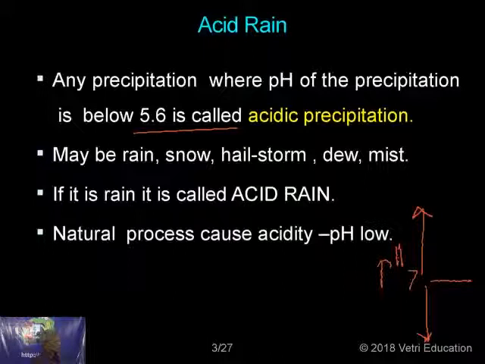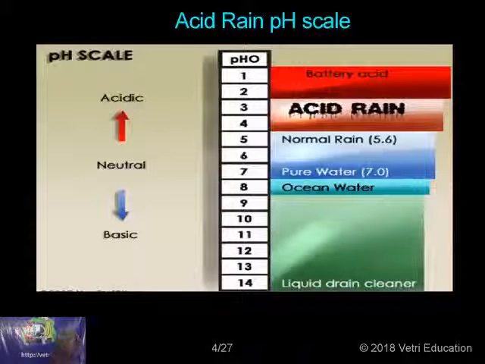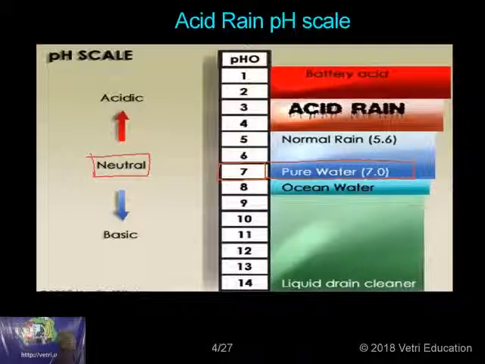Natural processes cause acidity below pH 7. Okay. Below pH 7. See, beautifully, this is neutral. 7 is neutral. It's pure water, and its pH is 7. Okay, it's neutral, this level. Below that, 6, 5.6, all these are normal rain. Up to 5, it is normal rain, a little bit acidic. Normally it will be like that.